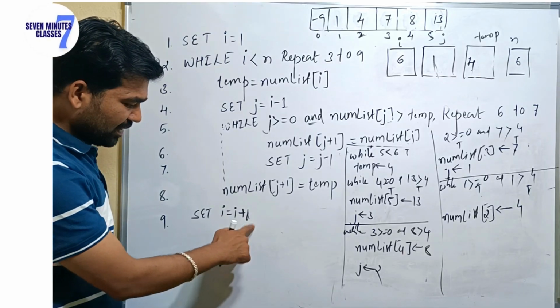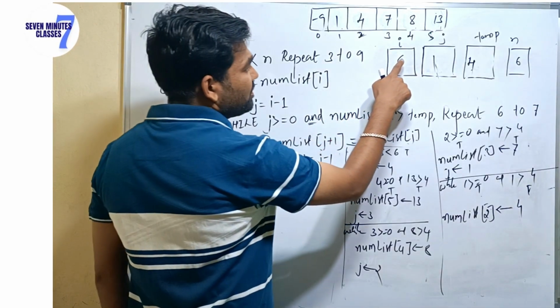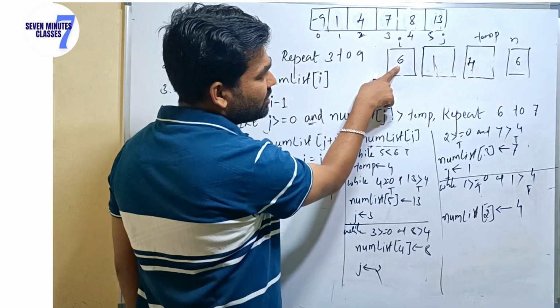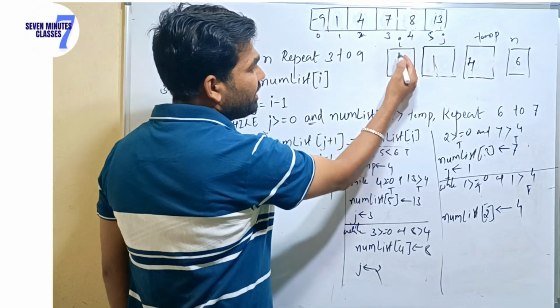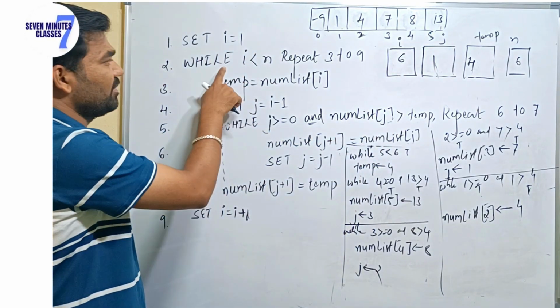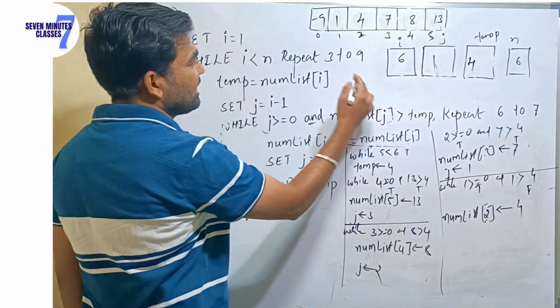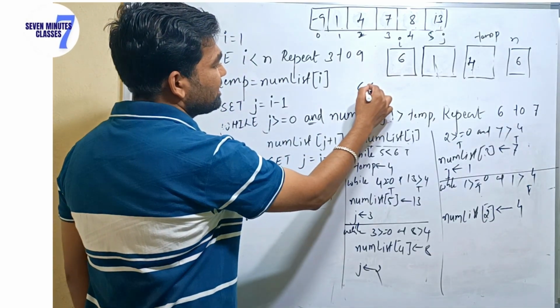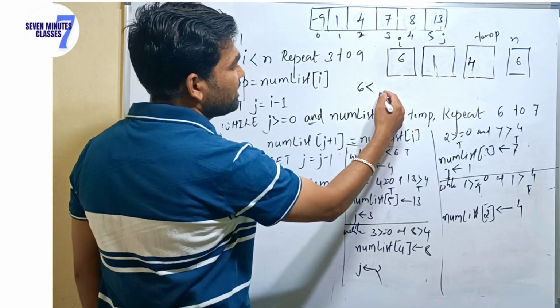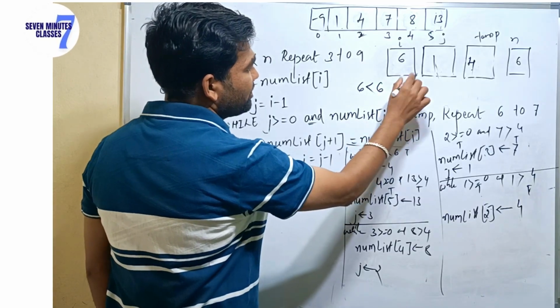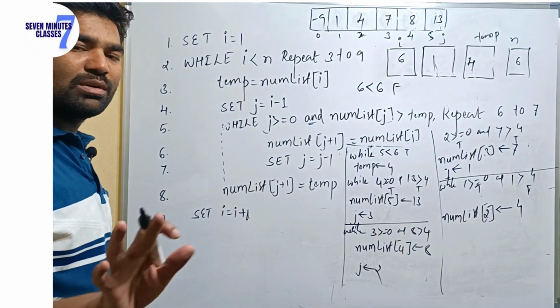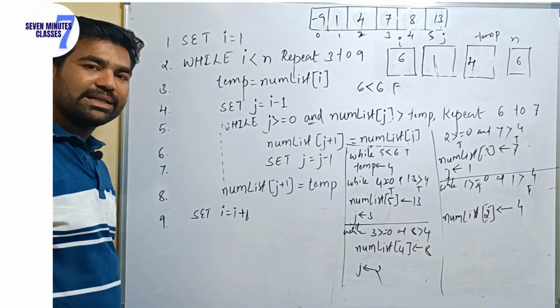i equal to i plus 1. i was 6. Sorry, i was 5. Now it became 6. Okay. Then come to this. i is less than n. i was 6. 6 less than n. n is 6. False. Out of the loop. So out of the loop means tracing is completed.